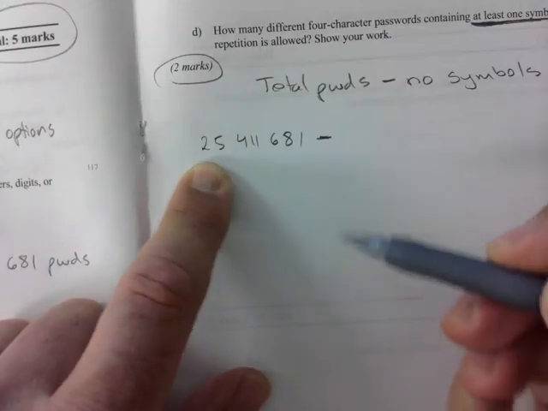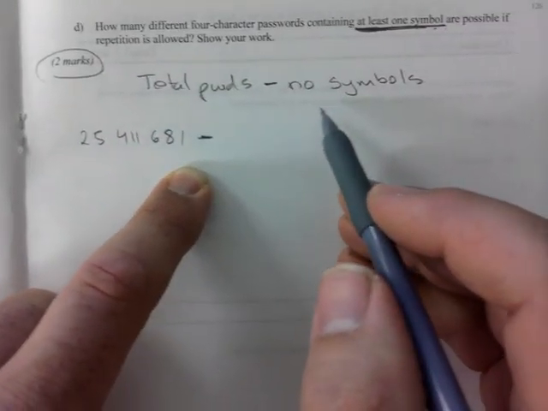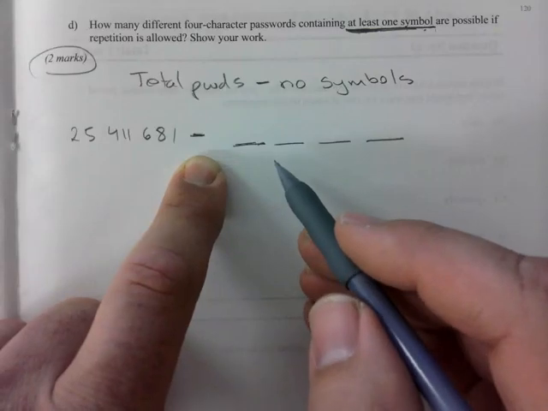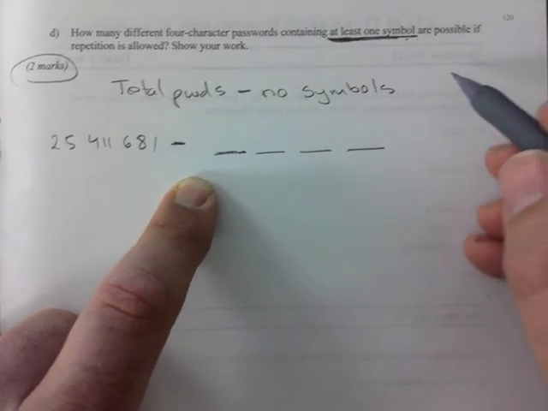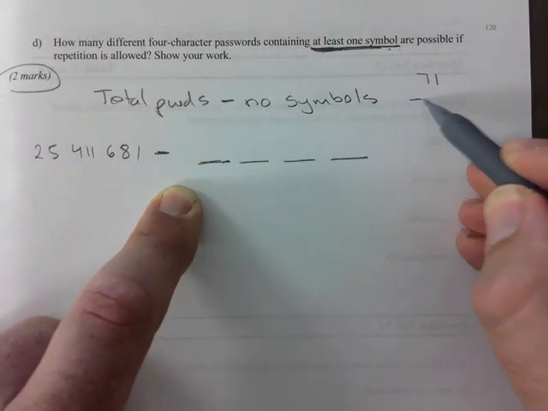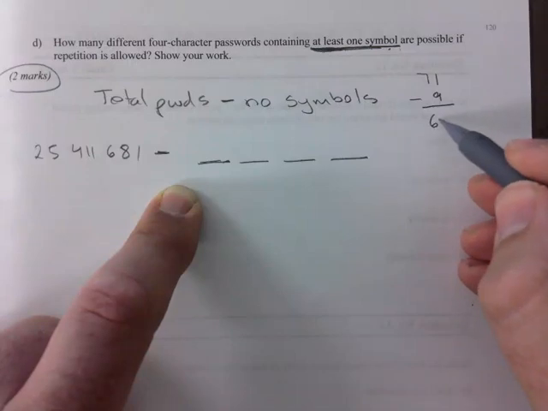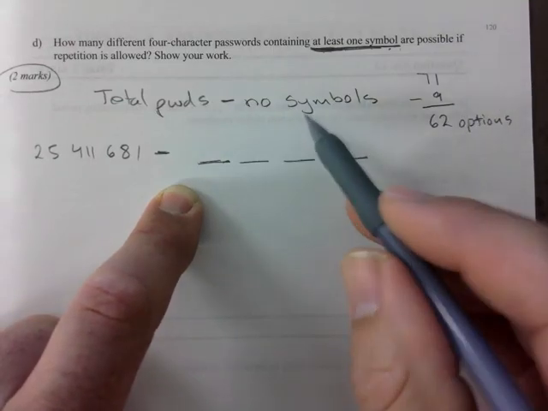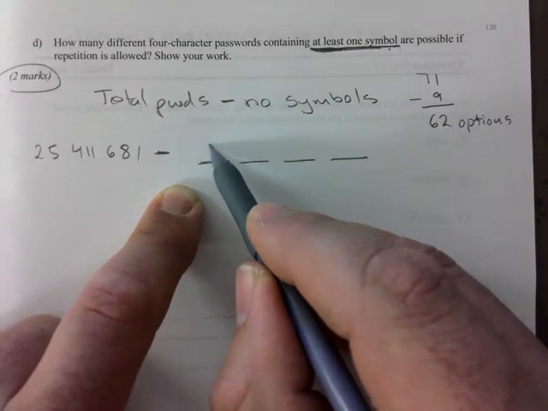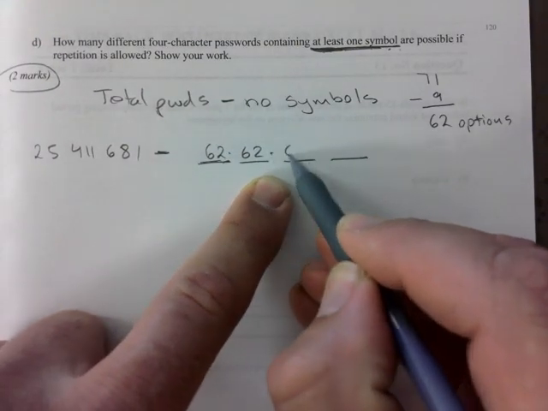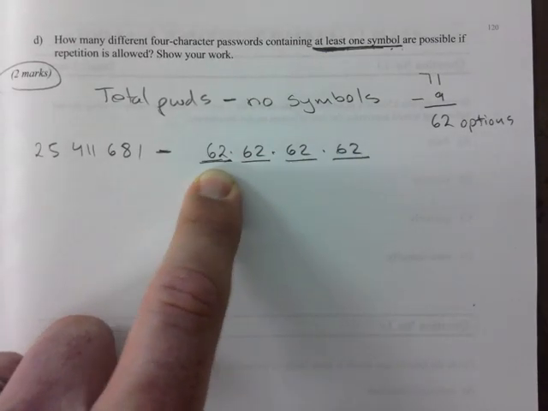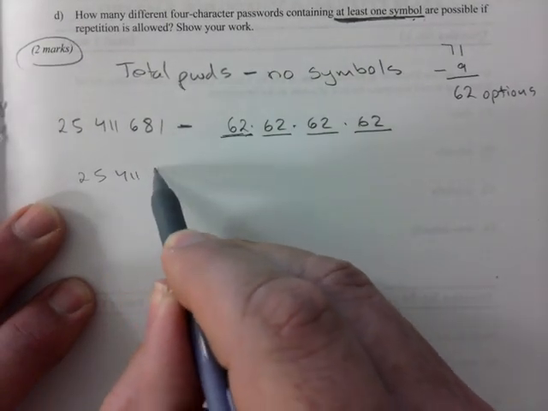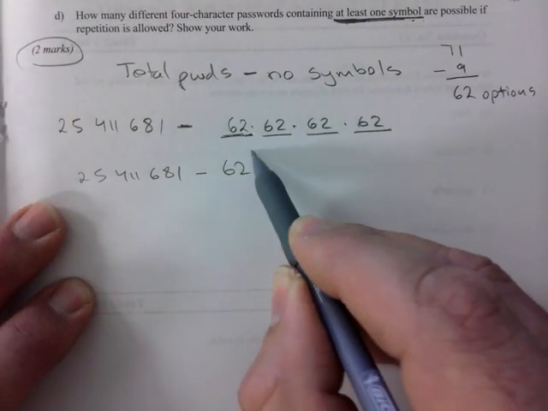25,411,681 minus a password that doesn't have any symbols would be, let's do the math here. There are 9 symbols, correct? So you're going to go 71 options minus 9 gives you 62 options that you have if you do not want to include those 9 symbols. So you need to figure out a password that has absolutely no symbols. So that's how you would write it. 25,411,681 minus 62 to the power of 4.